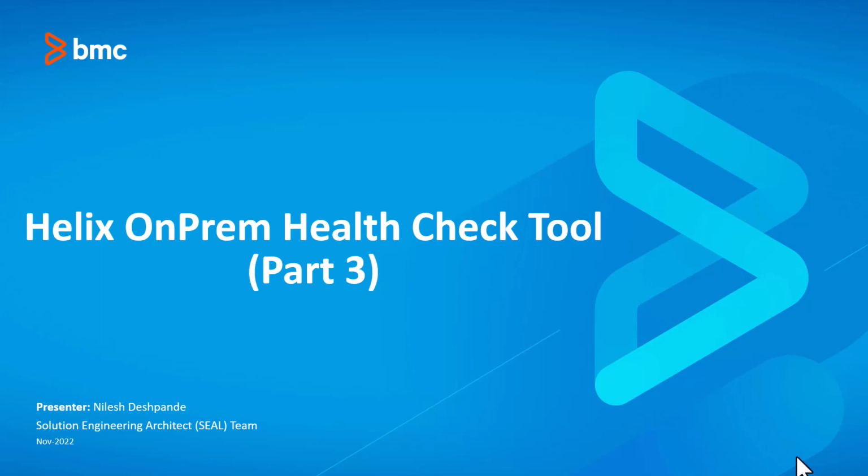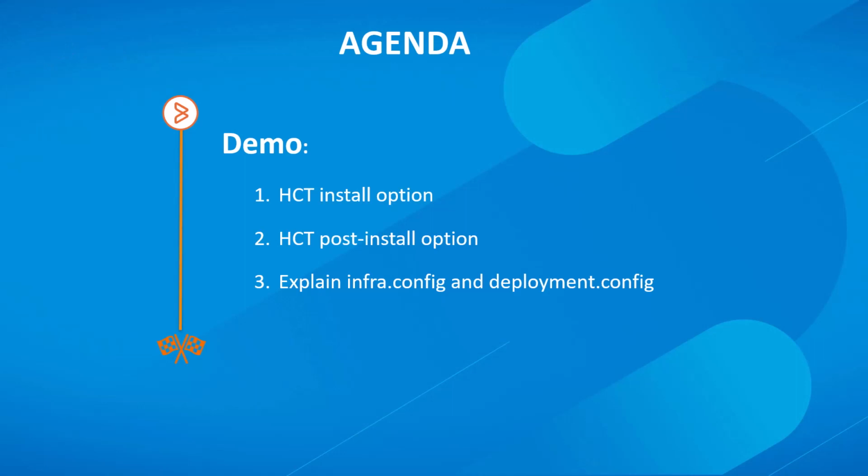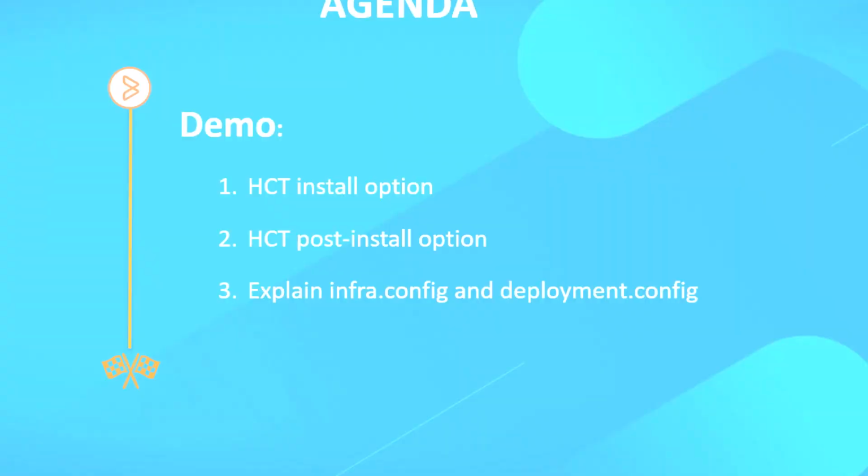Hi everyone, welcome to part 3 of the BMC Helix on-frame health check tool video series. In this video, we are going to see the other two options of the health check tool, which are the install and the post-install, and we'll explain the important configuration properties files, which are infra.config and deployment.config.